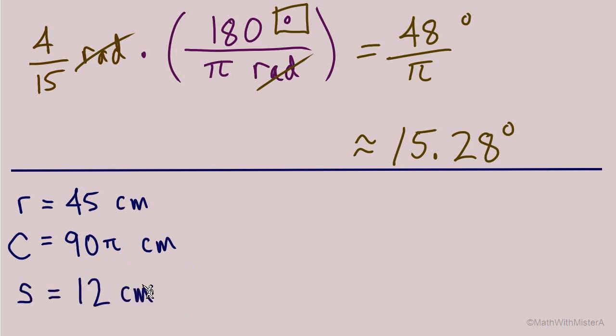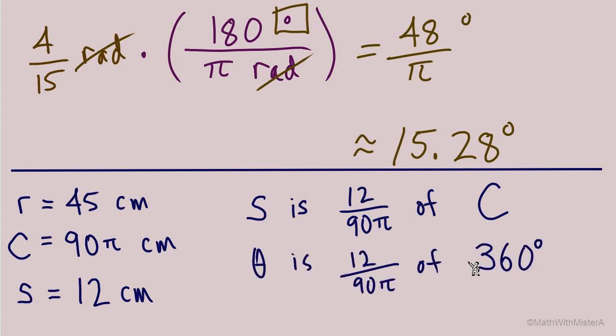Now we're talking about an arc length of 12 centimeters. So I could say, well, what fraction of the entire circle is that? 12 out of 90 pi. So our arc length S is this fraction of the total circumference. Now we're trying to come up with what angle measure does that correspond to. If I have just established that our arc length is this fraction of the total circumference, then the degree measure is also this fraction of our total degrees in a circle, 360 degrees.